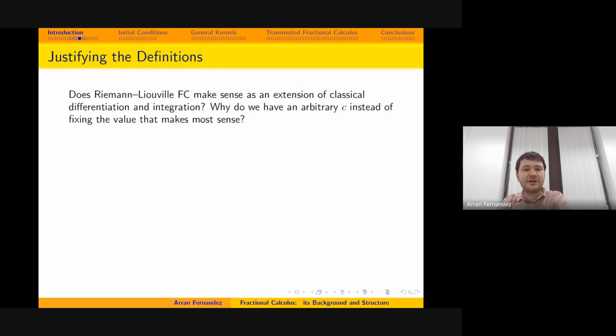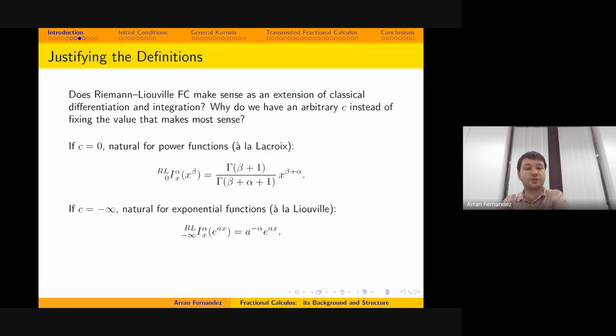So let's quickly justify the definition. There is also the question of why do we have an arbitrary c? This arbitrary constant of integration is now extended to a constant of differentiation as well, which seems strange. In classical calculus, you don't have a constant of differentiation. But now we have this constant of differintegration. The reason is that if c is 0, we get a very natural formula for power functions. If c is minus infinity, we get a very natural formula for exponential functions. These two facts are easy to prove using definitions of the gamma and beta functions.